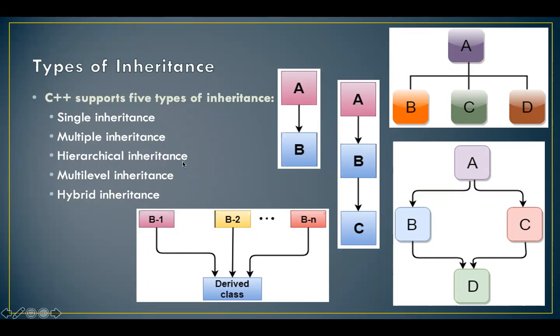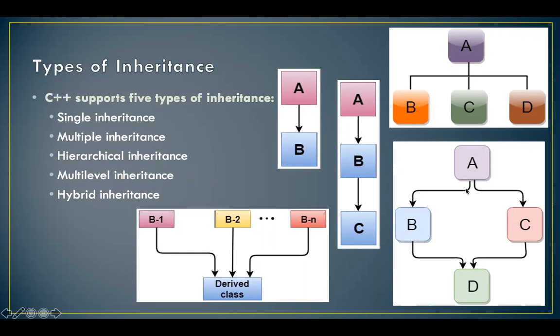Then we have hierarchical inheritance. This is an example of hierarchical inheritance, where we have one base class and there are different child or derived classes. Then we have multi-level inheritance. This is an example of multi-level inheritance, where we have one base class, then another base class for the derived class, and this base class is called the intermediate class. And then we have hybrid inheritance. Hybrid inheritance is an example of multiple inheritance and hierarchical inheritance.